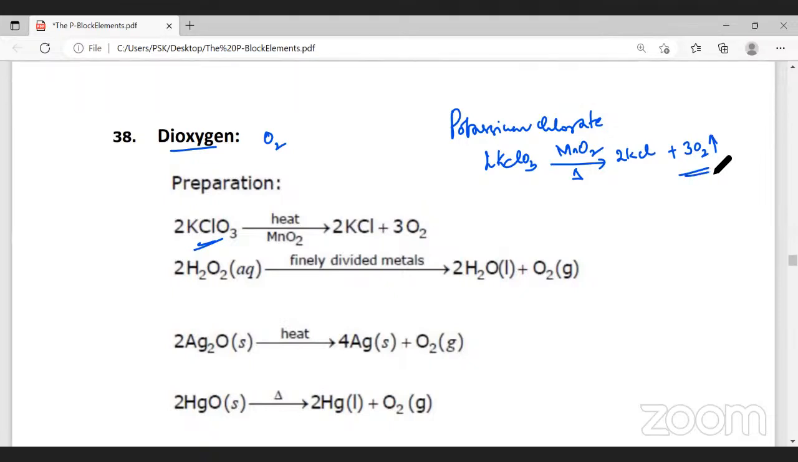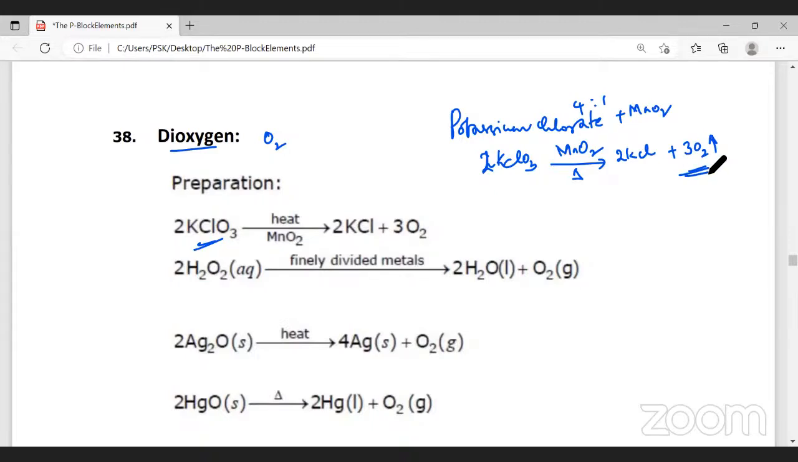They'll ask you how dioxygen is prepared in the laboratory. You should tell: dioxygen is prepared in the laboratory from potassium chlorate, KClO3, and manganese dioxide in the ratio 4:1 in a hard glass test tube. When they are heated, potassium chlorate decomposes to give potassium chloride, liberating oxygen gas.